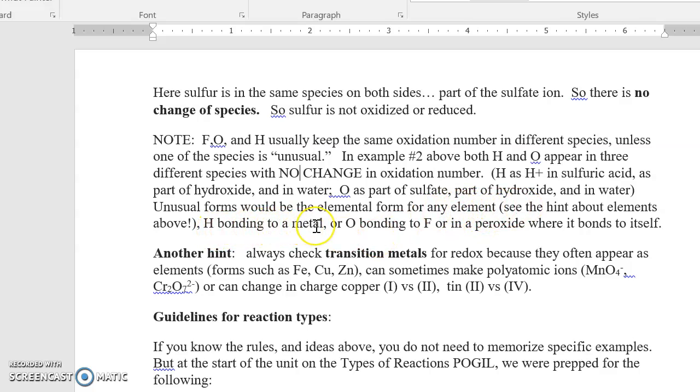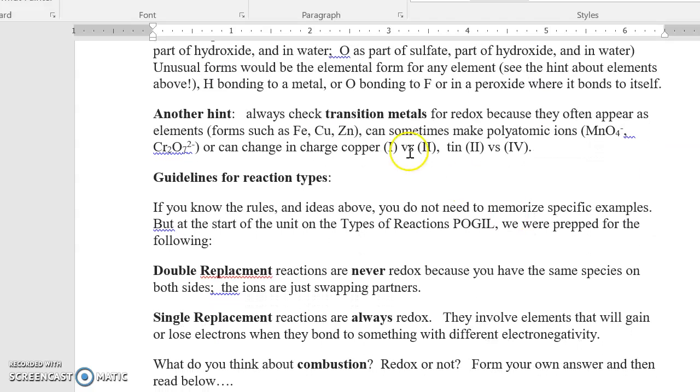When hydrogen bonds to a metal, that's unusual, and hydrogen won't be +1 in that case. And when oxygen bonds to fluorine or to itself, such as in a peroxide, that would also be an exception. Another hint here, transition metals can have a number of different oxidation numbers, so it's good to check transition metals in your equation for redox if you suspect redox.